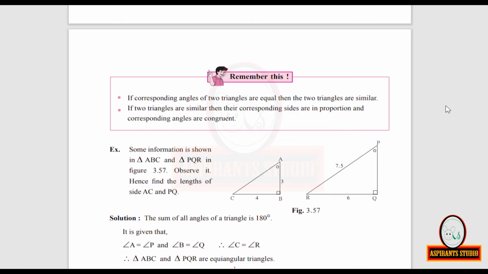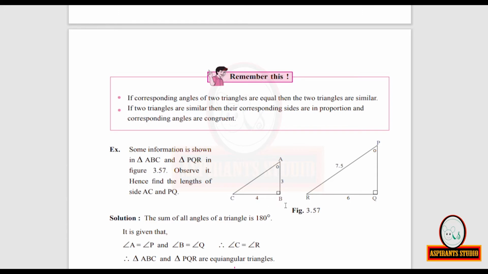Some information is shown in triangle ABC and triangle PQR in figure 3.57. Observe it. Hence find the lengths of side AC and PQ. Now look at these two figures.